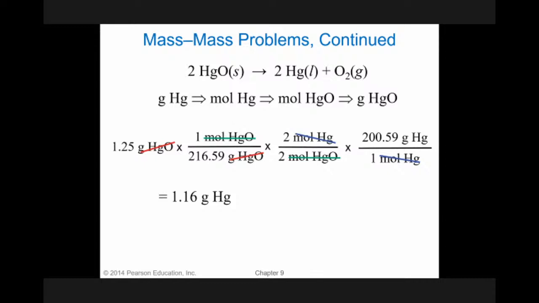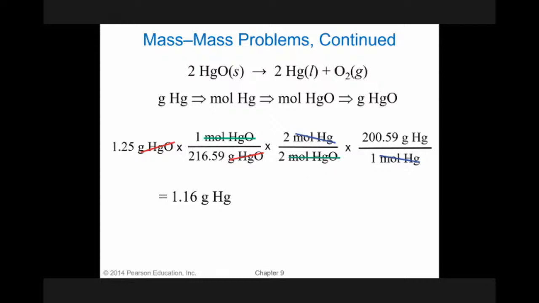So the moles of Hg cancel moles of Hg. What's left? We got gram Hg. That's what we need. So then we do the math. Take your calculator. Do the math now.